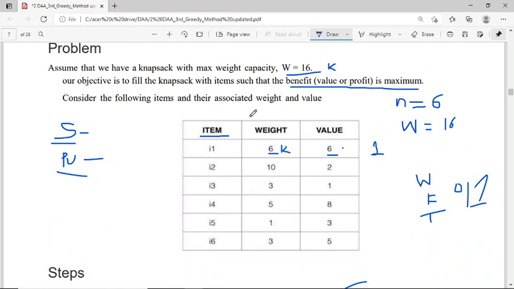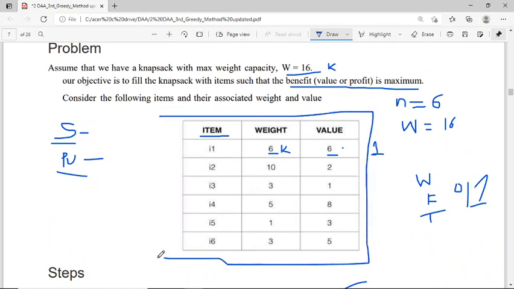So this is the given problem. In the exam, this problem will be given like this with numbers, item 1 weight value. You can take it in a column way or in a horizontal way, as per your requirement.